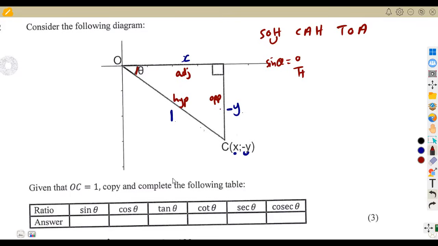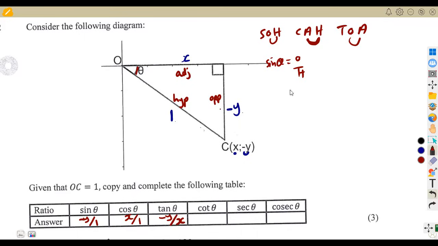That's our opposite there, which in this case is minus y, over the hypotenuse, which is 1. So this gives us minus y over 1. Cos is adjacent over hypotenuse, which is x over 1. Tan is opposite over adjacent, so that's minus y over x. That's how we answer this part.